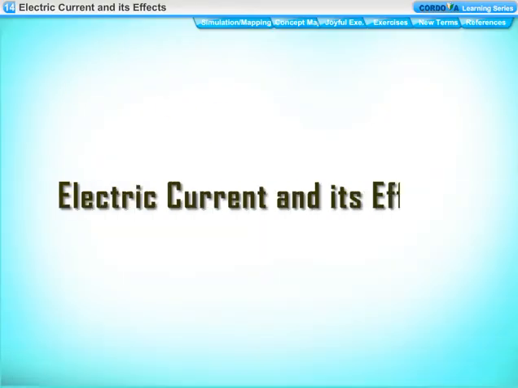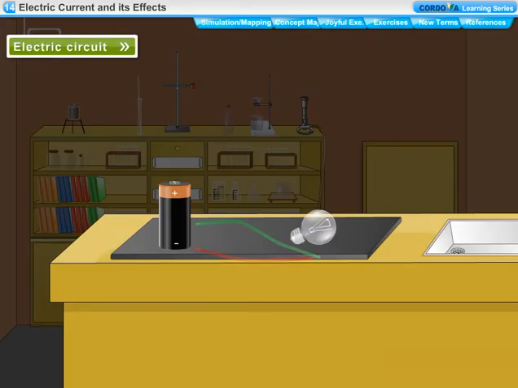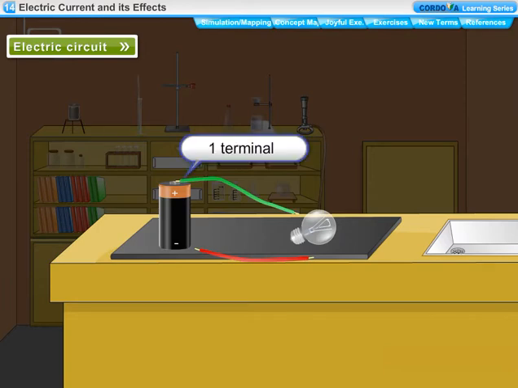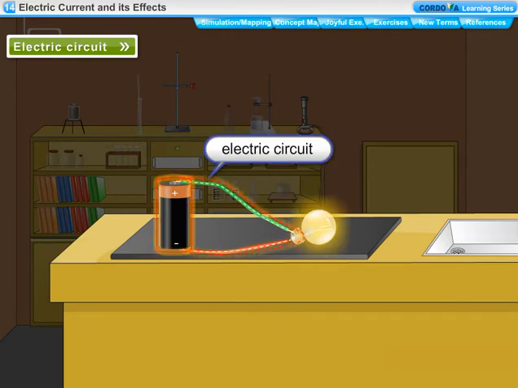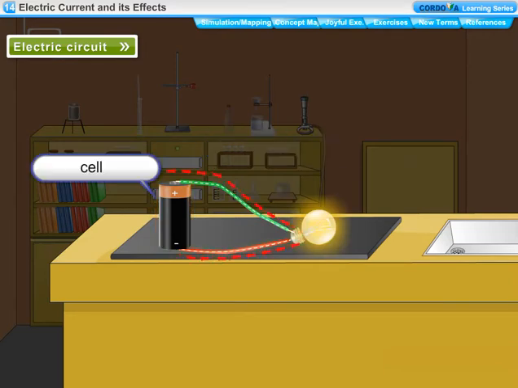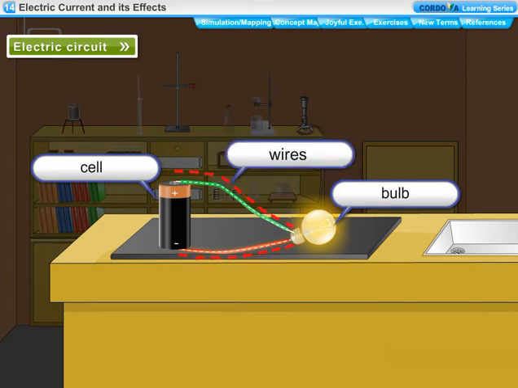Chapter 14. Electric current and its effects. Electric circuit. The closed conducting path along which electric current flows is called an electric circuit. A source of electric current, a cell or battery. A conducting wire, say copper wire. An electrical appliance like a bulb. A switch, key.